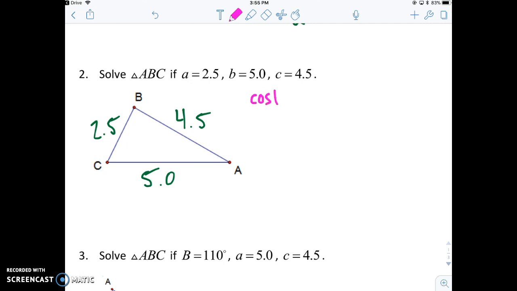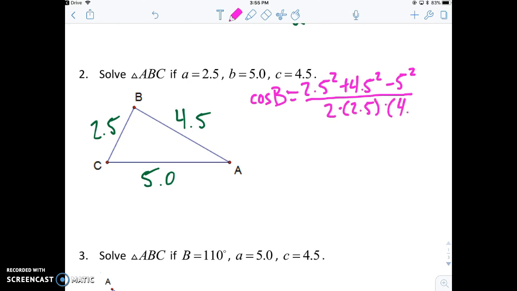So the cosine of B, and you will get these formulas on the test. You can fill in A, B, and C. It will be 2.5 squared plus 4.5 squared minus 5 squared, which is B, so A squared plus B squared minus C squared over 2 times A times C. Then you do the cosine inverse of everything on the right and put that in the calculator. B equals the cosine inverse of the whole right side.